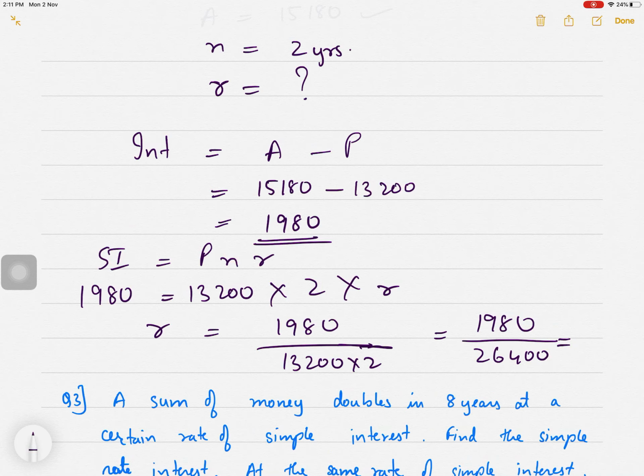When you calculate 1980 divided by 26,400, it comes to 0.075. Okay, you just multiply by 100, you will get 7.5. So it is either 0.075 or 7.5%. So rate of interest is 7.5%.